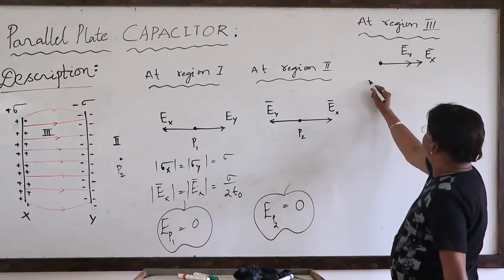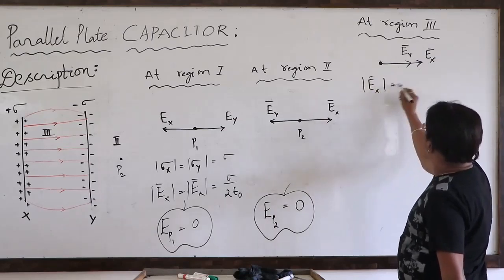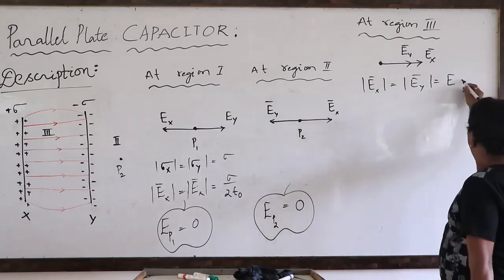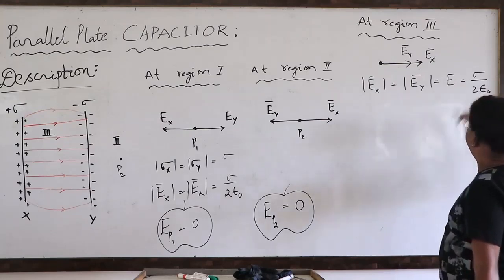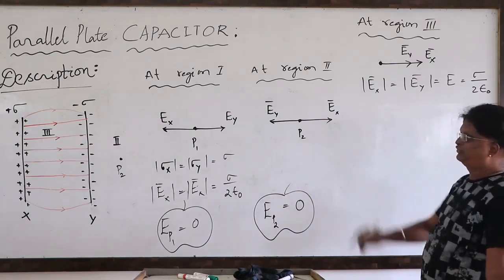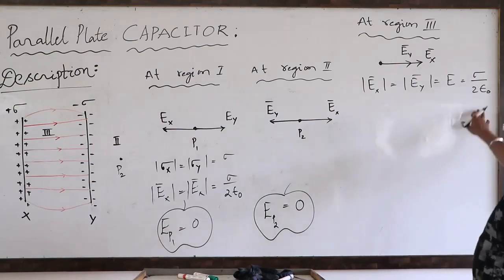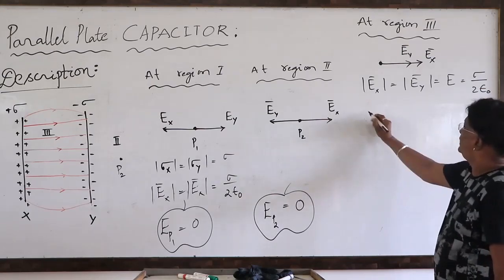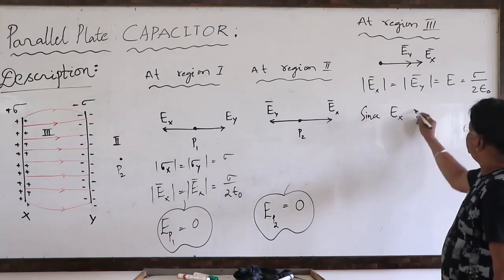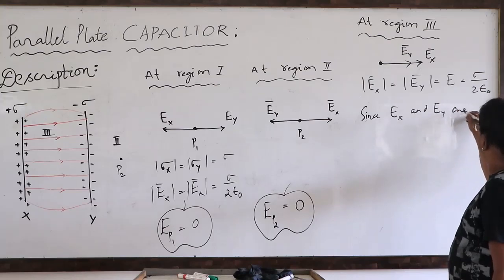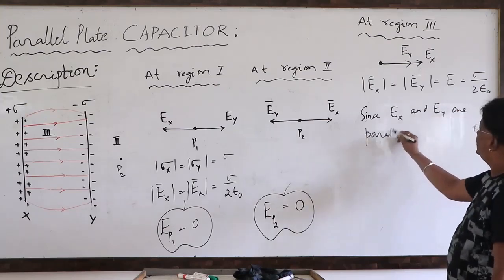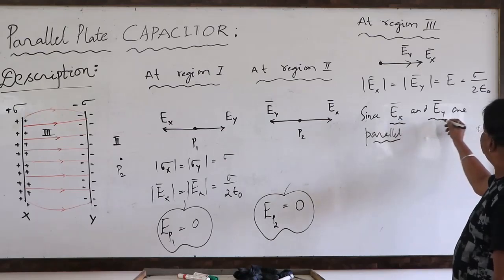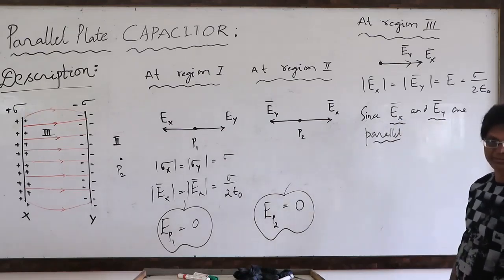Therefore, here also, mod E X bar is equal to mod E Y bar is equal to E, and that E is equal to sigma by 2 epsilon naught, which is the principle we have already derived. Since E X and E Y are parallel, two vectors parallel, what happens? Vector addition, is it not?